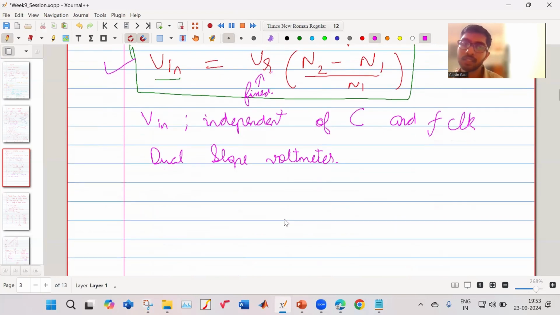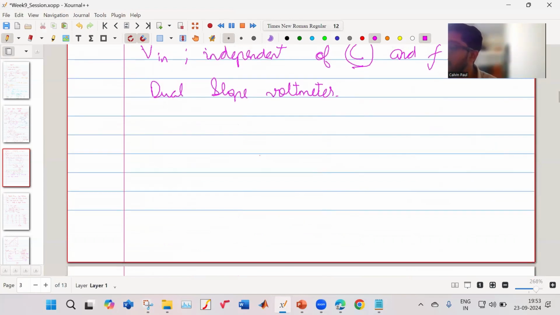So using this method, we can get the output to be independent of the slope of your integrator and your f clock. Your integrator you will actually implement using some circuit which is similar to this.